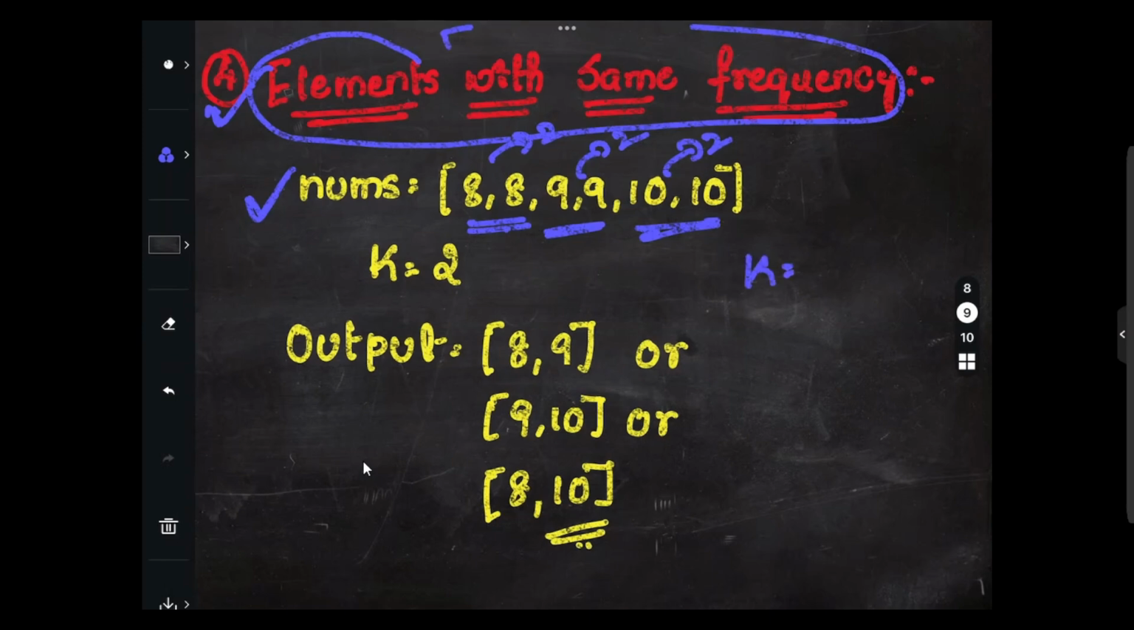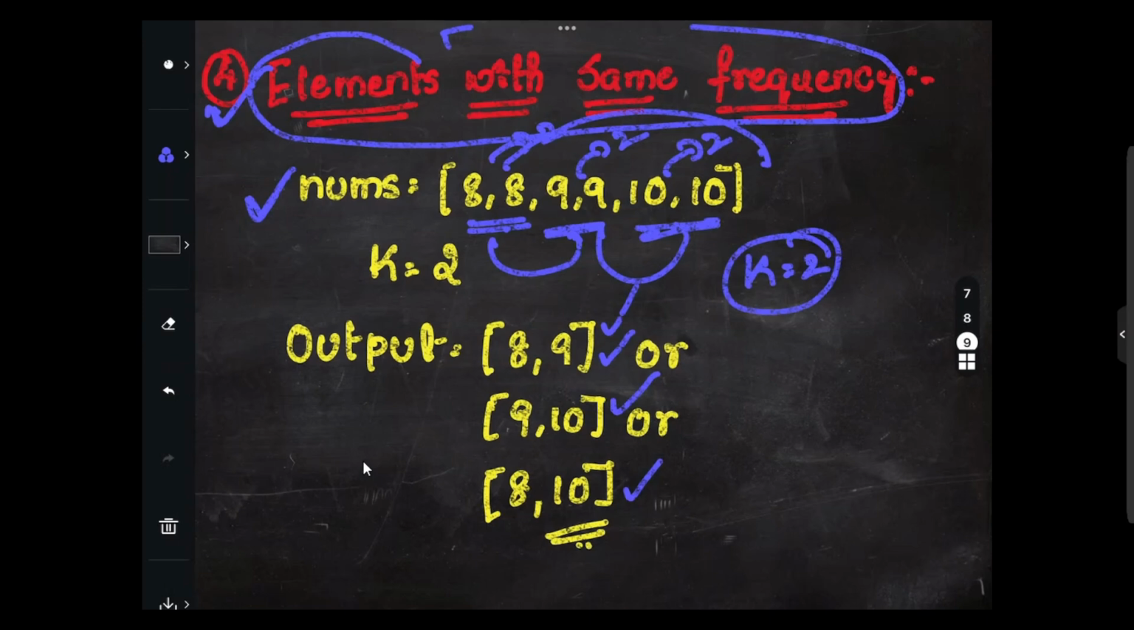We have considered k as 2. Then the output can be either 8 or 9, or 8 or 10, or 9 or 10. The output can be any one of them that you consider. I hope this is clear. This is for the condition elements with the same frequency.